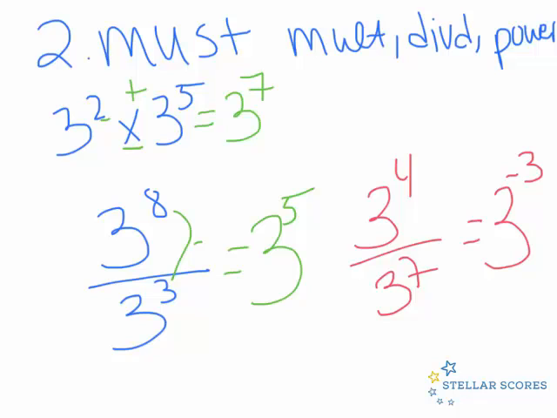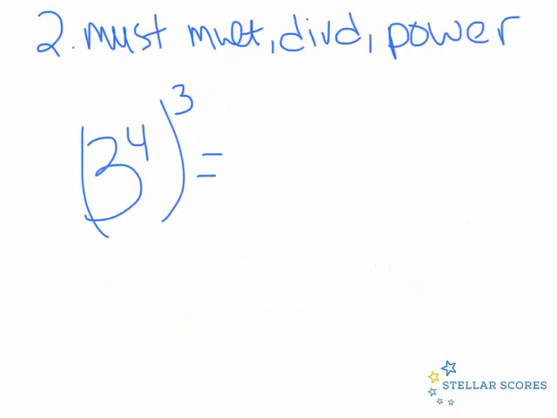So multiplying, dividing, or raising to a power. Raising to a power, that's when we multiply our exponents. So 3 to the 4th raised to the 3rd is the same as 3 to the 4 times 3, or 3 to the 12th.